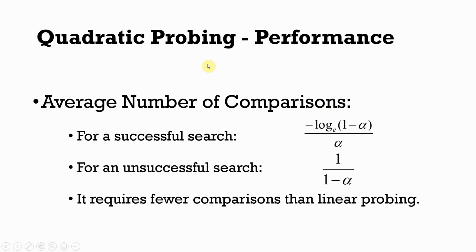For quadratic probing, the average number of comparisons for a successful search is the natural log of 1 minus alpha over alpha, like the negative of that. And for an unsuccessful search, it's going to be 1 over 1 minus alpha. So again, you can calculate, on average, how many comparisons you have to make depending on how full your table is, for both successful and unsuccessful searches. In general, it requires fewer comparisons than linear probing.